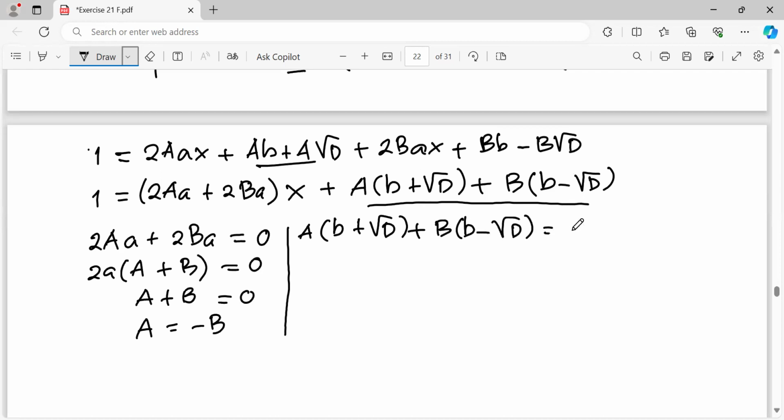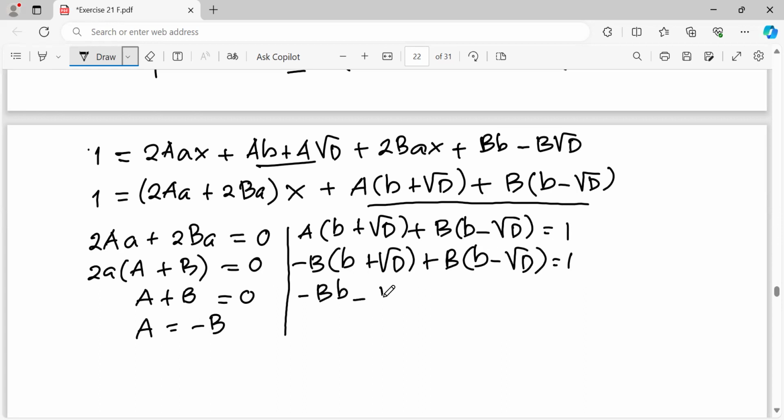Square root d equals 1. It means a equals minus b, so minus b times square root d plus b equals 1. Now multiply: minus b times b minus b square root d, and then plus b times b minus b square root d equals 0. So minus 2b square root d equals 1.